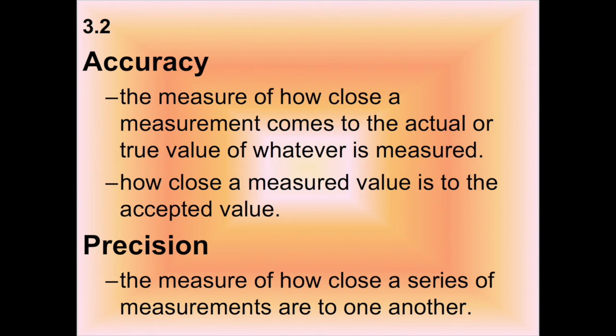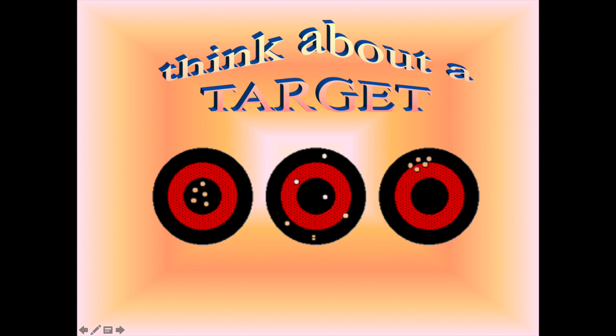Precision is the other word we're going to look at. Precision is the measure of how close a series of measurements are to one another. So let's use these two terms and look at a couple of targets here. We have one on the left, one in the middle, and one on the right.